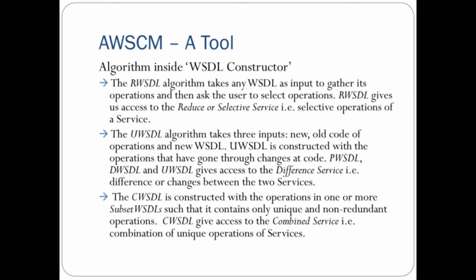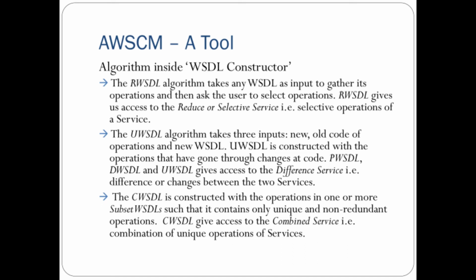So the PWSDL, DWSDL, and UWSDL actually give access to the differences of a service. What are the differences between the services, and what has been changed between two versions of a service or between two services? These differences between the two services can be captured with the help of the PWSDL, DWSDL, and UWSDL.